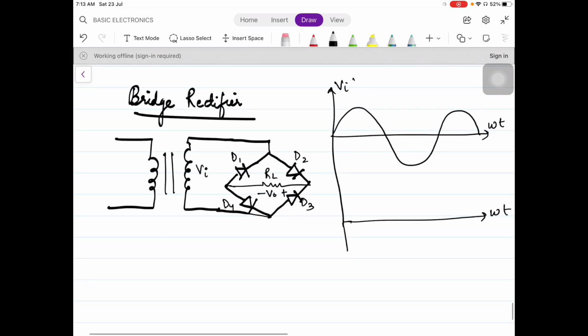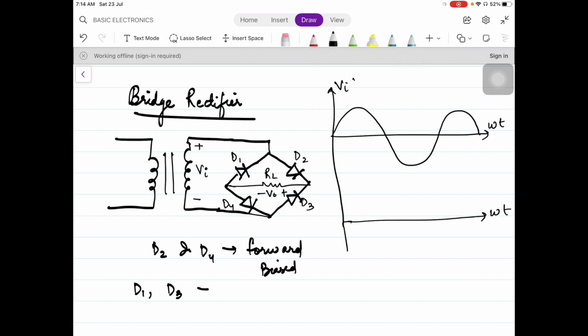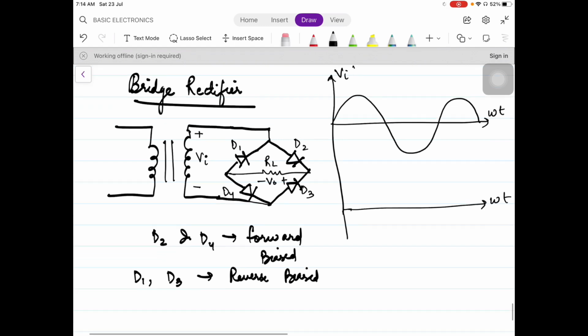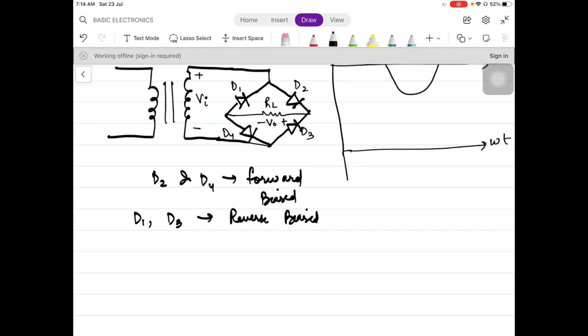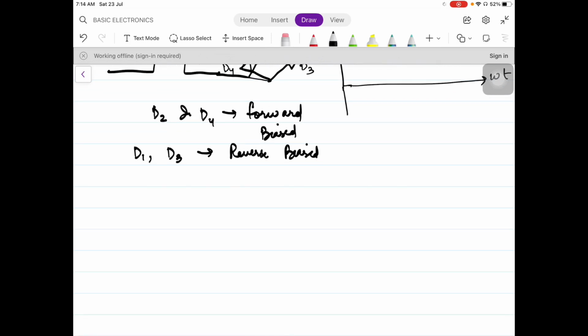All right. So for the positive half cycle, we put the signs like this. And as we can see, D2 and D4 will be forward biased, and D1 and D3 will be reverse biased. So when D1 and D3 are reversed, they will be replaced by open circuit, and D2 and D4 will be replaced by short circuit. When you apply the KVL in the loop, because the current will flow in this particular way, I will draw the equivalent circuit for this particular case.